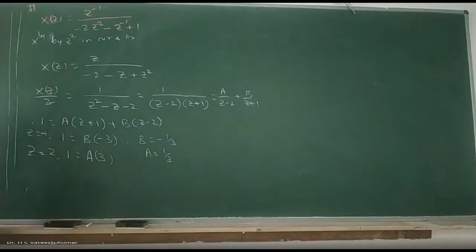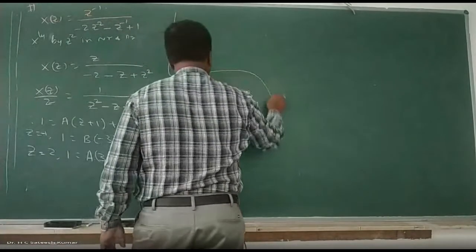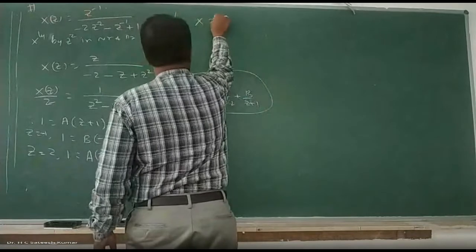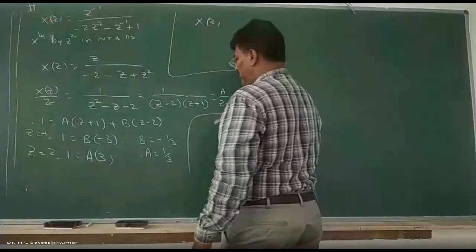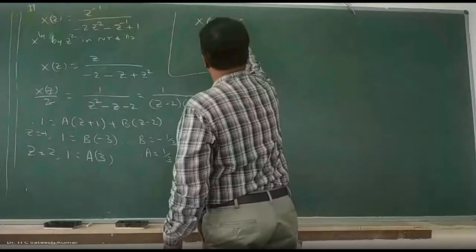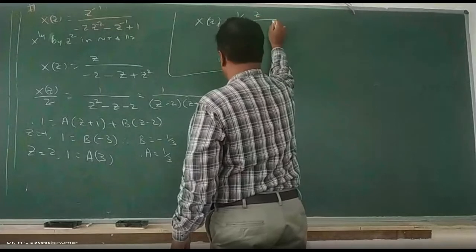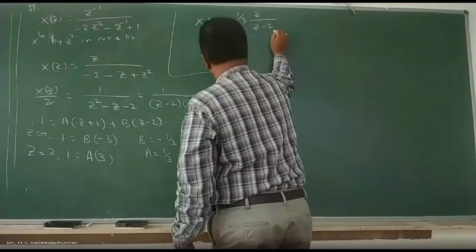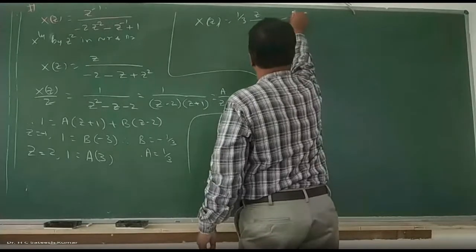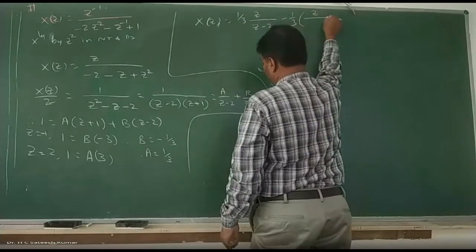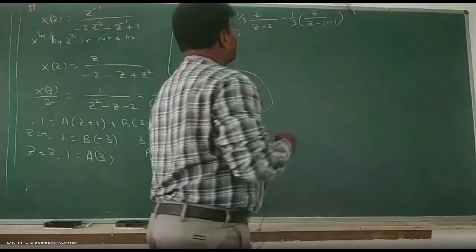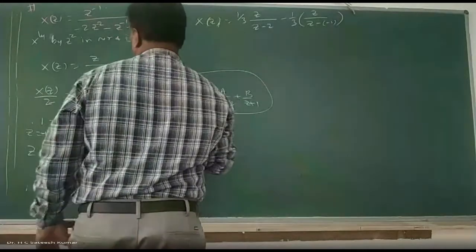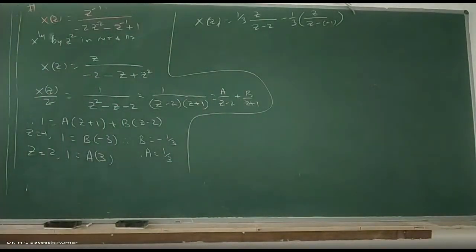So once you get this, the rest is very simple. X of z is equal to, cross multiply this z to a and b and substitute the values of a and b. A value is 1 by 3, so 1 by 3 into z divided by z minus 2, and b is minus 1 by 3 into z divided by z minus of minus 1. Okay, right. So now you go for the ROC. ROC I am not given, sorry. ROC for this one is not given. We will have to assume right-handed and do it.